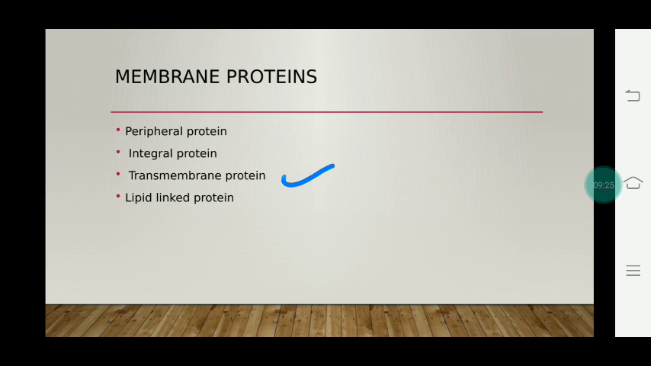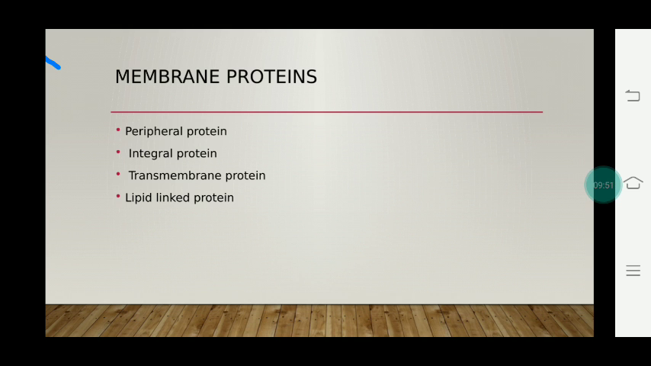The transmembrane protein may be single pass or multi-pass. So it has two types, like monotopic or polytopic, meaning it is either single pass or multi-pass.